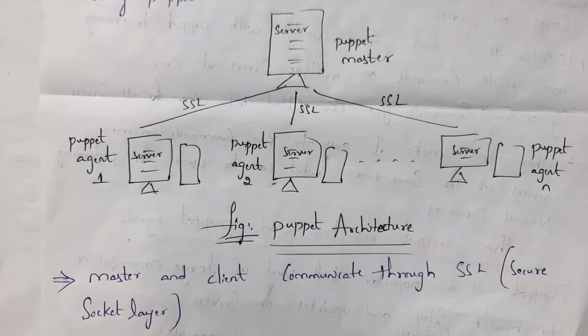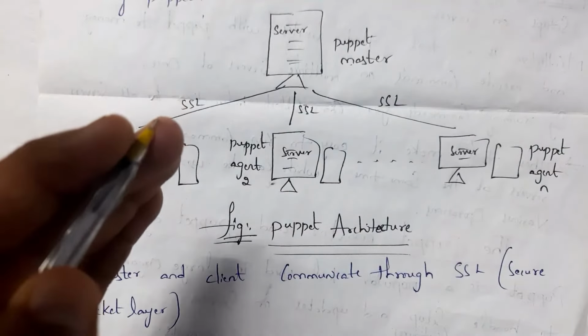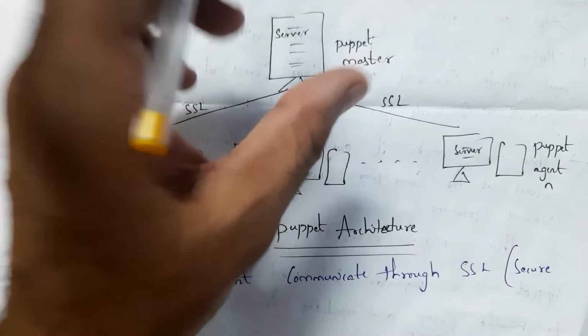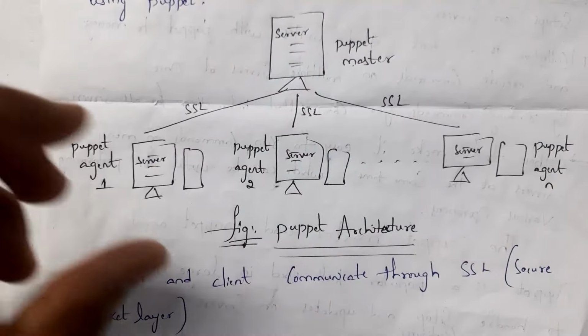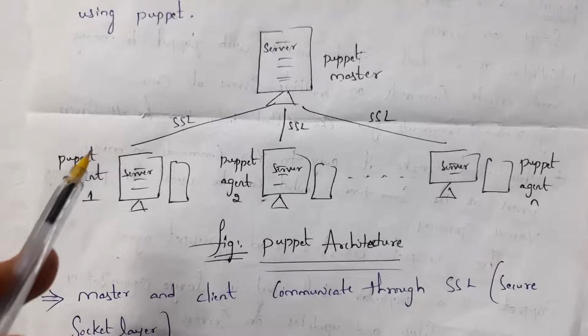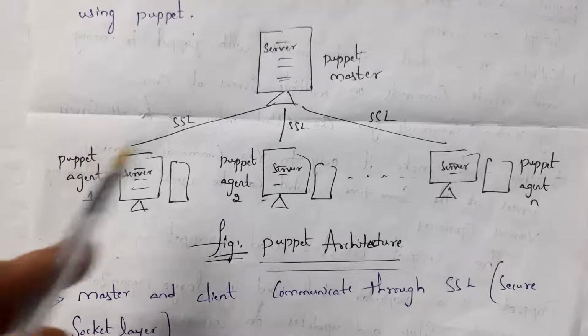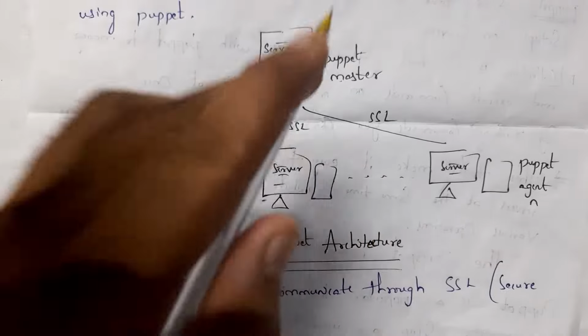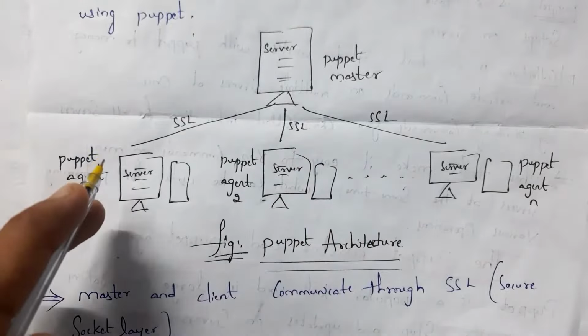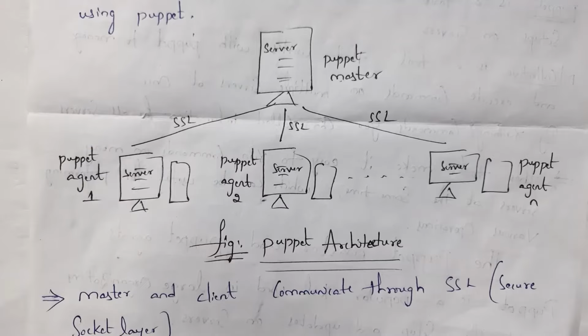Guys, this is Puppet architecture. Guys, the DevOps engineer will set up updates in Puppet Master. So Puppet Master is the main server, whereas Puppet agents are individual servers. Puppet Master will send server updates to Puppet agents, and all agents will install those updates. And Puppet Master and Puppet agents are connected to each other by using Secure Socket Layer.